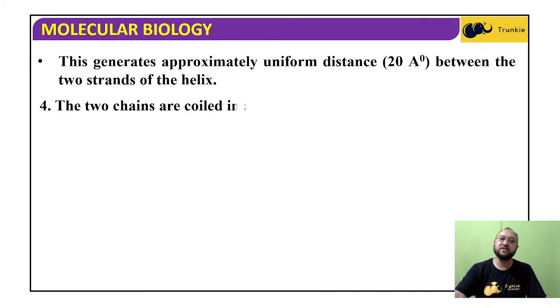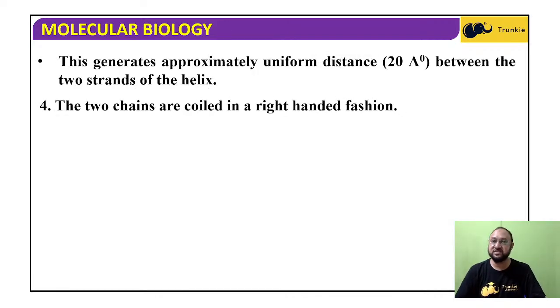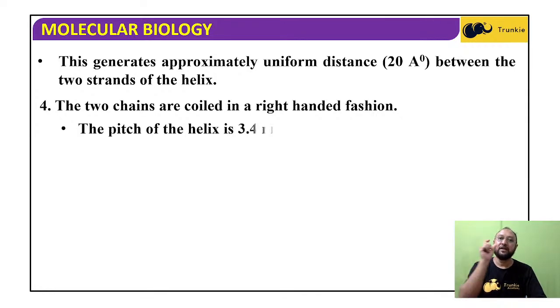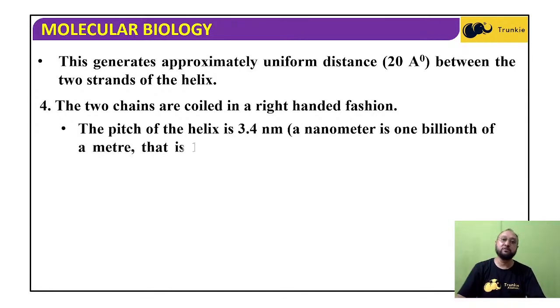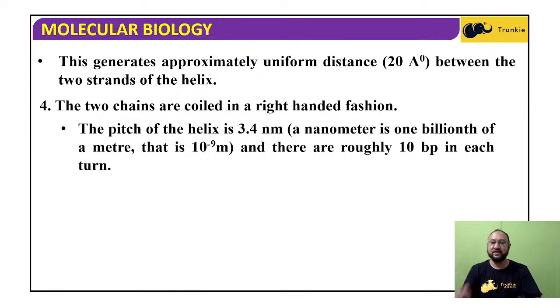This generates an approximately uniform distance of 20 angstrom between the two strands of the helix. The two chains are coiled in a right-handed fashion, and they have a uniform distance of 20 angstrom between the two strands. So if you talk about the distance, there is a distance of 20 angstrom.